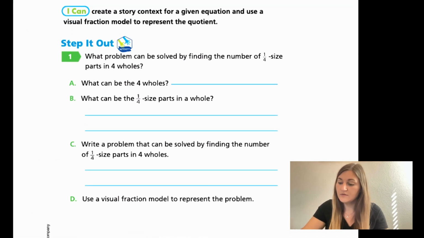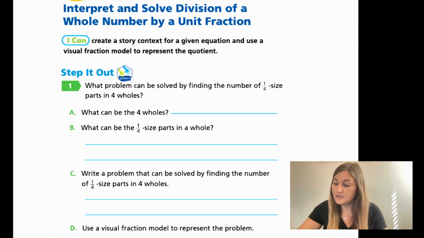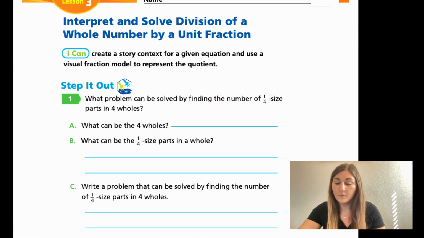All right, so if we move into Lesson 3 on page 275, we have a Step It Up. Problem number 1, this is what problem can be solved by finding the number of 1/4 size parts in 4 wholes. So with this, you have a lot of freedom, right? We are creating a word problem to work with the equation they give us.